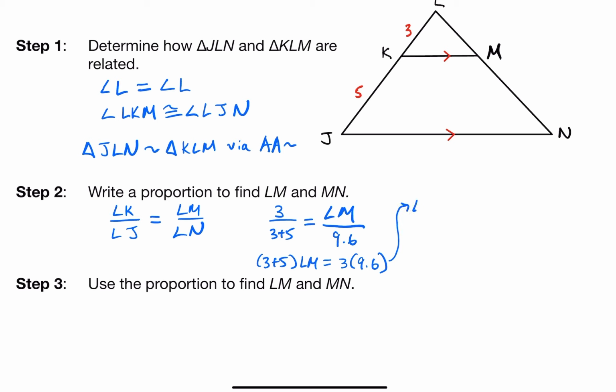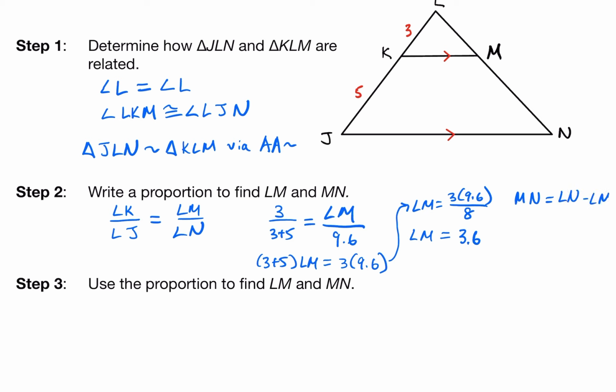We know then, therefore, LM is equal to 3 times 9.6 divided by 8. Solving for LM works out to be 3.6. So now that we know that LM is 3.6, we can now determine MN. And how do we do that? Well, MN is equal to the entire length, which is LN, minus LM.